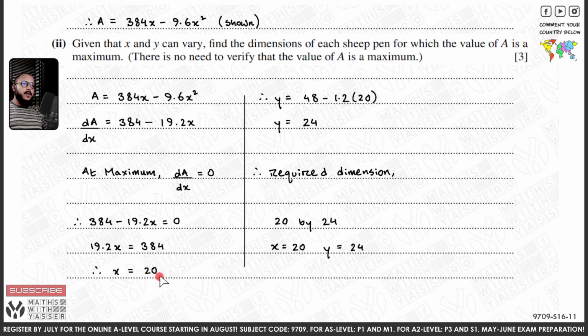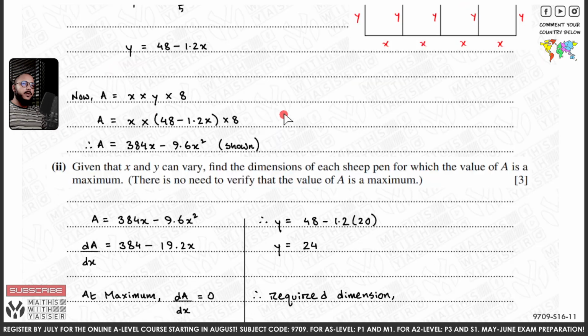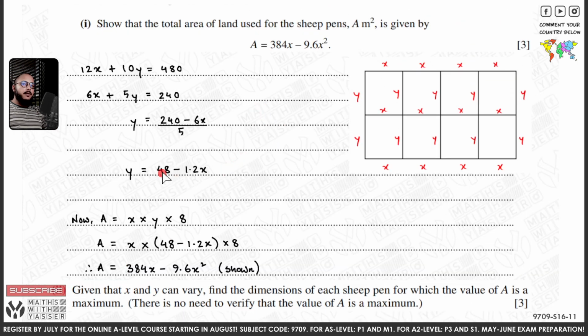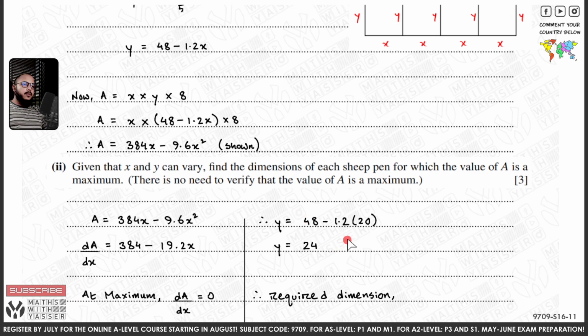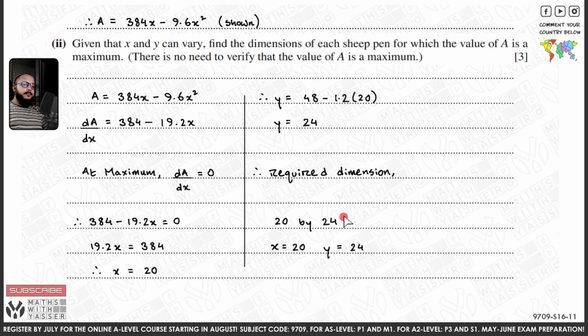So x must be 20. So when x is 20, we can substitute this value into the equation of y, which we got earlier, which was 48 minus 1.2x. So y is equal to 48 minus 1.2 times 20, that gives us 24. So the required dimension is 20 by 24, where x is equal to 20 and y is 24.